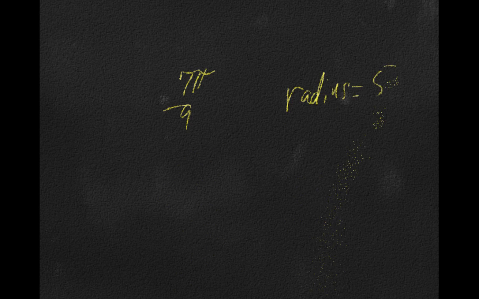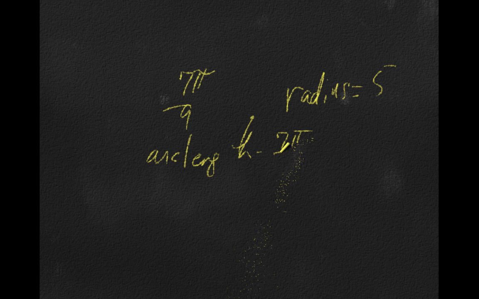If you go, say, 7 pi over 9 is the angle, and you have a radius of 5, then your arc length is 7 pi over 9 times 5, which is 35 pi over 9, and that's it. Unless you're looking at a multiple choice and you need to match it up to a decimal, in which case you have to put it in your calculator, this is it. So that's all you do for arc length.